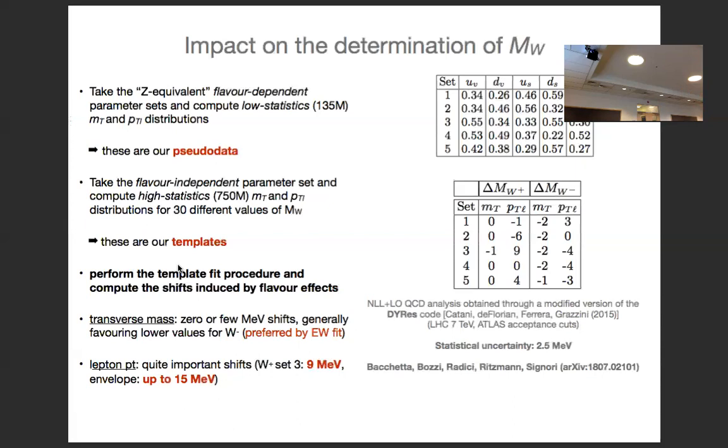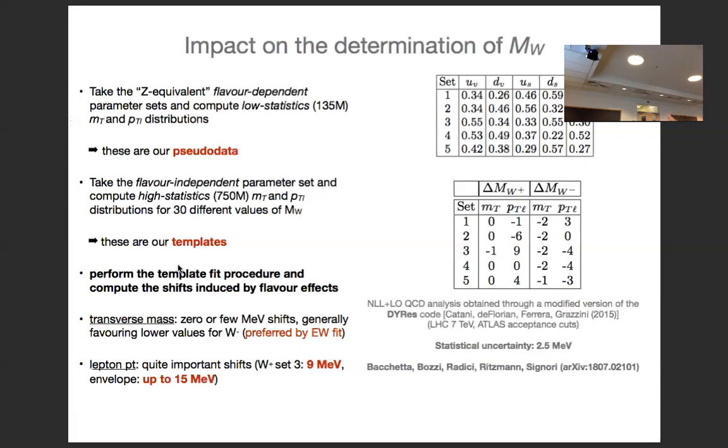As an overall comment, for the transverse mass you have shifts of zero to a few MeV, and in general they favor lower values for W minus. This is preferred by the electroweak fit, because the electroweak fit would prefer lower values for the W minus. And in the case of lepton PT, the shifts are quite important. For instance, in set 3, 9 MeV, and the envelope, if you consider set 2 and set 3, is 15 MeV.